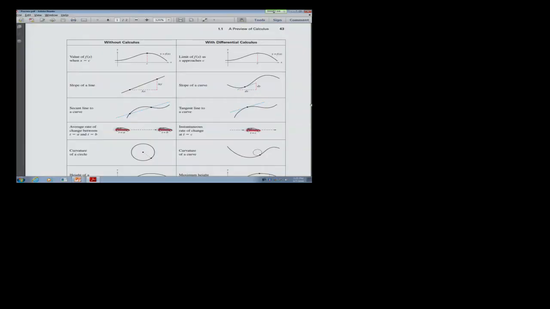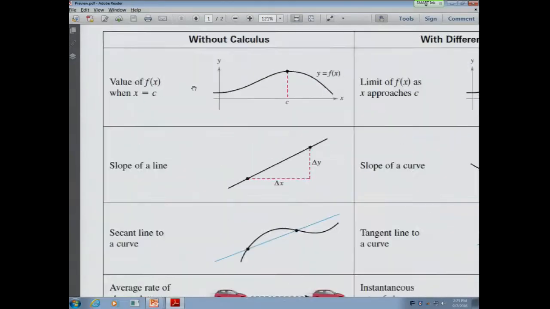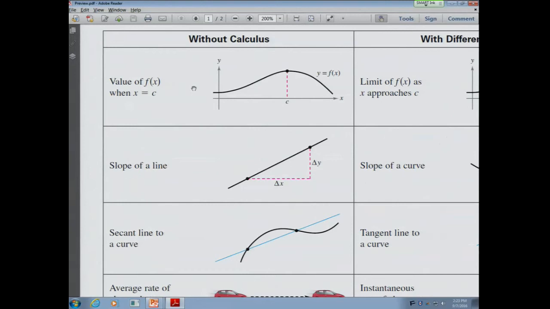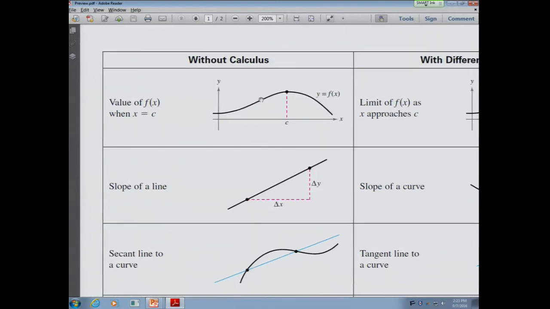I'd like you to take a look at some of the problems that we can work out without any new form of mathematics. If you take a look on the left column here, here's a few things we can do over on the right, without calculus. We can determine the value of f of x at any given point. That's right here. f of x at x equals c is f of c, and it's a y value. Don't really need calculus for that.